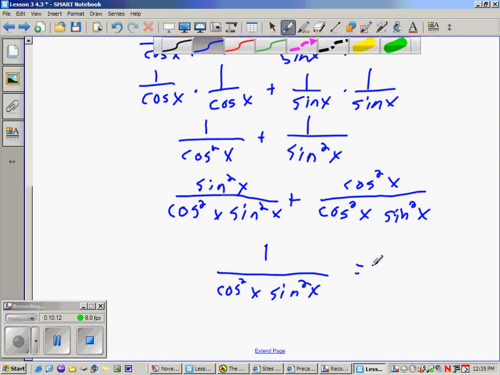Now 1 over cosine squared is secant squared x. 1 over sine squared is cosecant squared x. So once we get there, we're done.